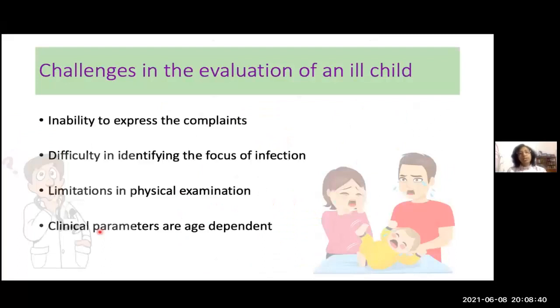So these are some of the challenges in the evaluation of an ill child that you may come across. A young child may not be able to express the complaints. He or she may not be able to tell what is wrong. Therefore, we need to depend on what the parents or the caregivers tell us. And that itself makes it difficult to identify the focus of infection. The young child may not be able to tell, right? So those things, we all have to depend on. We need to guess. There's a lot of guesswork in identifying the focus of infection.